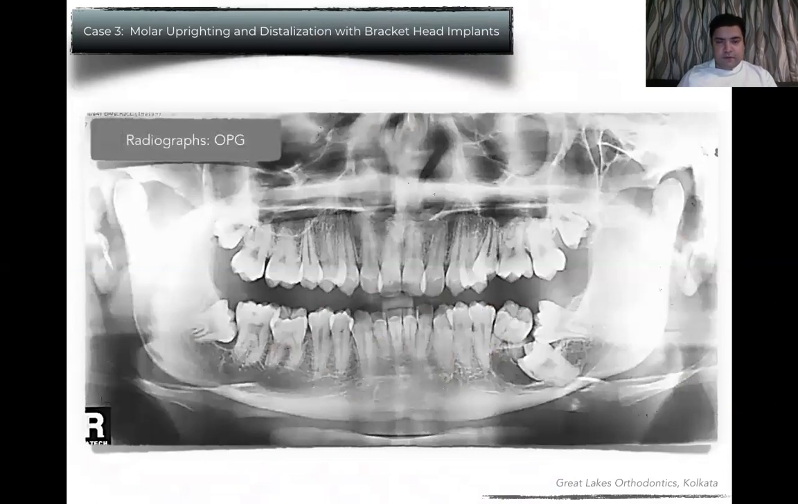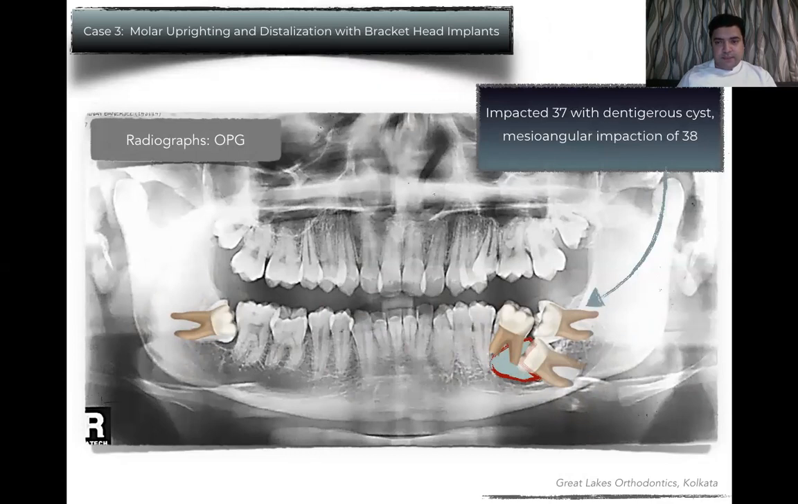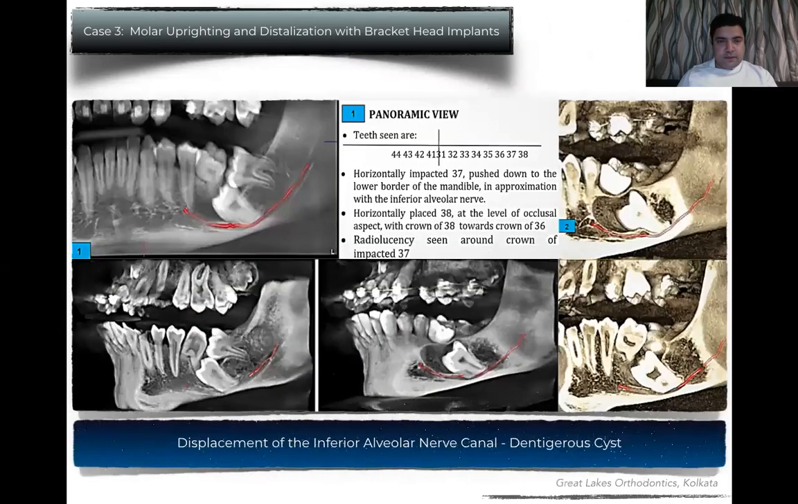When we look at the radiographic view, things become much clearer. We see a mesioangular impaction of 4-8, a mesioangular impaction of 3-8, an impacted 3-7 associated with a dentigerous cyst, and a 3-6 which is grade 2 mobile and has undergone root resorption. So 3-7 and 3-8 are impacted with mesioangular impaction of both teeth. We took a CBCT and noted displacement of the inferior alveolar nerve canal associated with the 3-7 and the dentigerous cyst, which needs to be taken into account if we are doing a surgical procedure.